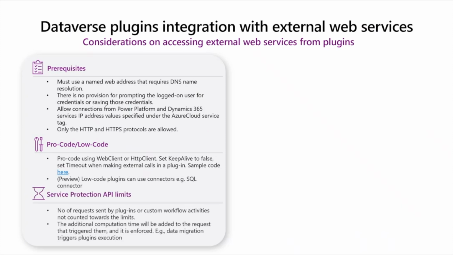For service protection limits, these are not applied to plugins and custom workflow activities. However, if your application performs operations that trigger custom logic, the additional computation time that these operations contribute towards will be added to the initial request that triggered them. This computation time is part of the Service Protection API limits. For example, if you batch import records that trigger plugins, the computation time due to the plugin's execution is considered towards the Service Protection limit execution time.